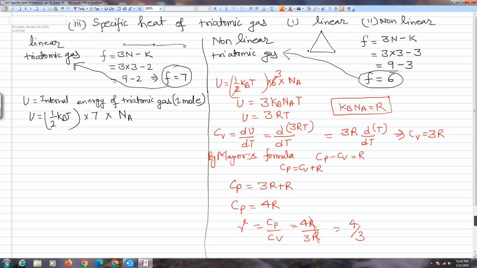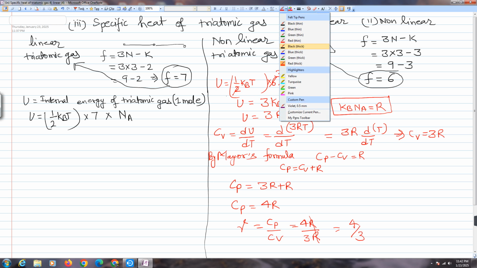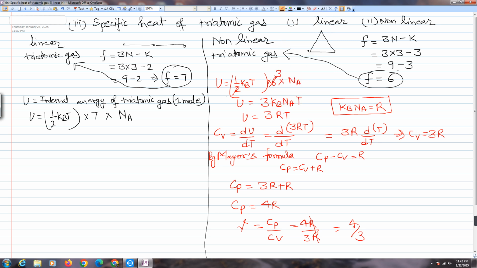So this is the value of gamma for non-linear triatomic gas, and now we are going to solve it for linear triatomic gas.